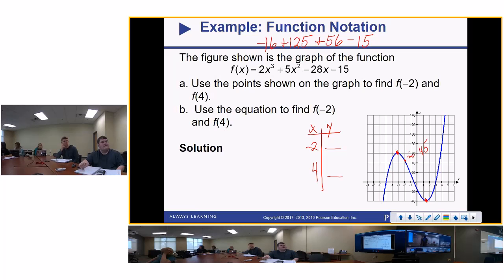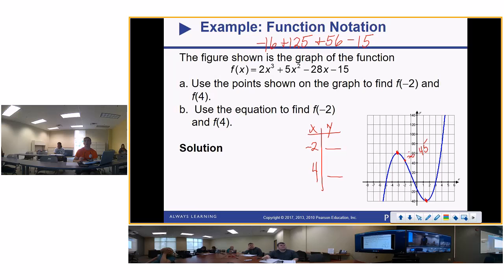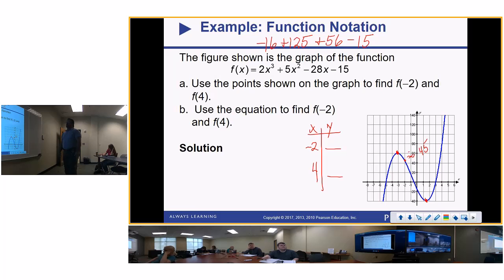Plus, it's just negative 16 plus 20. I thought it was supposed to be 20, not 125. Negative 2 squared is positive 4. I don't know what I'm thinking of. I plugged in a 5.